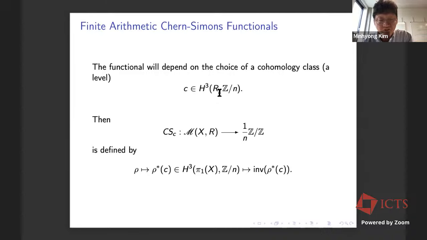And having fixed such a class, you get a function of representations in an obvious way. So how do you do it? Given a representation, that's a map from pi 1 to R, right? So you can take this class C, pull it back to get an H3 class of pi 1, which we then map to H3 of X, then map to Z mod n. So that's the map. That's an easy way of getting a finite valued map on representations. So that's one example.